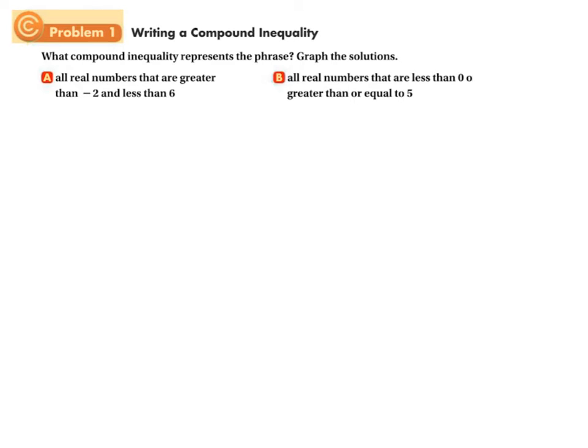So what compound inequality represents this phrase? And then we'll graph it. The first one is all real numbers that are greater than -2 and less than 6. Let's take a look at how you do it, okay? We've got n is greater than -2 and n is less than 6. If we switch the sides of these so that the alligator was always pointing to the right, which it should be because the alligator eats the bigger number, and on the number line, bigger numbers go to the right.